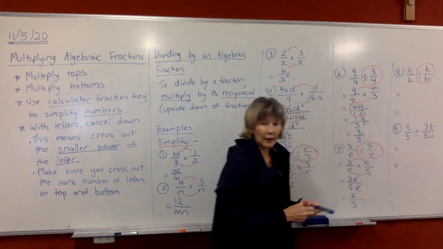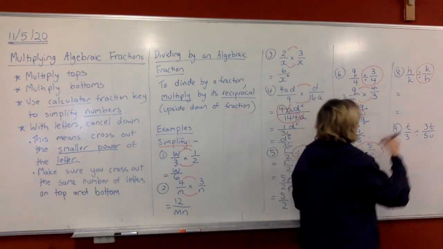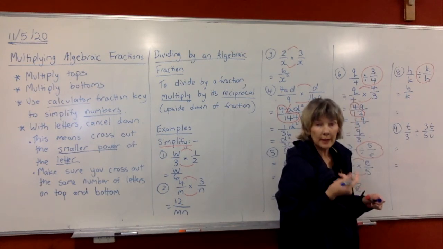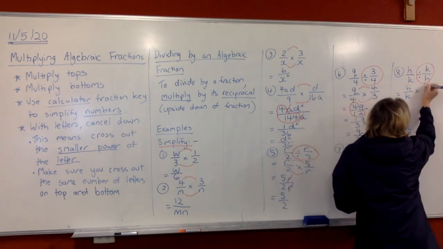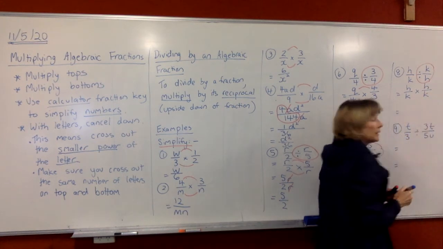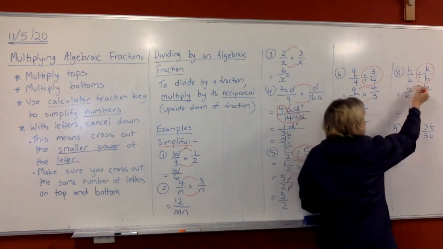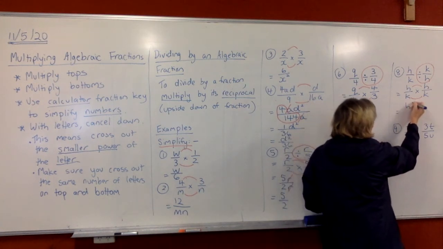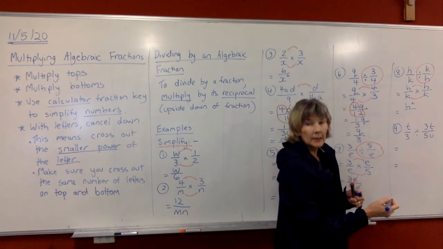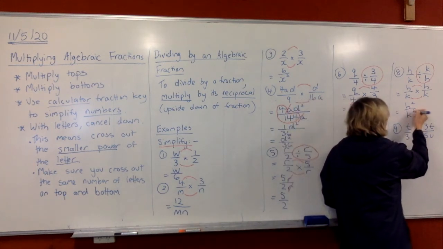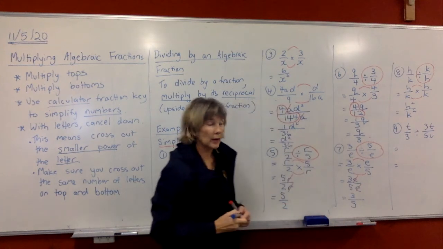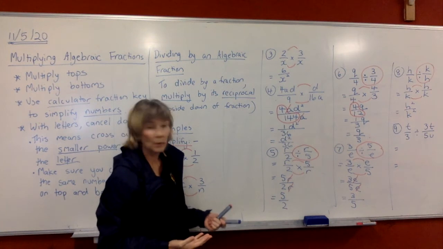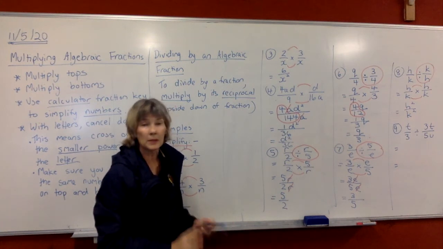Okay, in number 8, again you're dividing by a fraction. Keep the first fraction. Times by the upside down of the second fraction. Now we're timesing our tops and timesing our bottoms. So h times h is h squared, and k times k is k squared. That cannot be simplified any further because they're different letters. So you can't cross things out because h squared and k squared are different letters. You cannot be touching them.